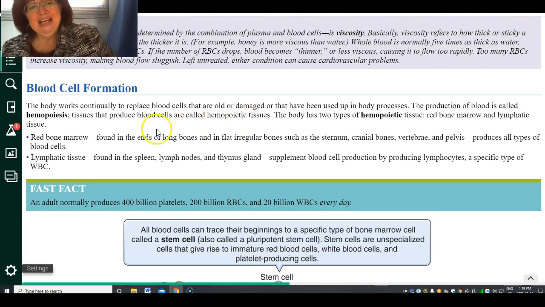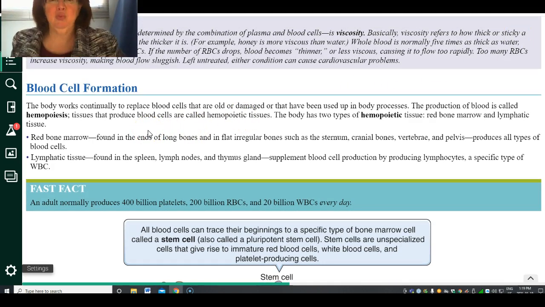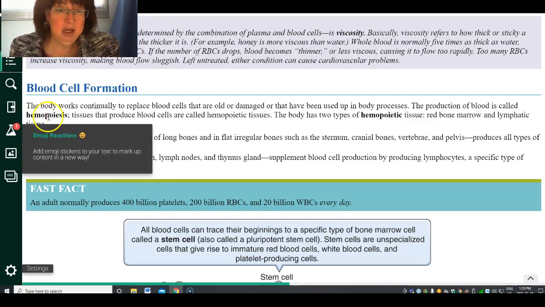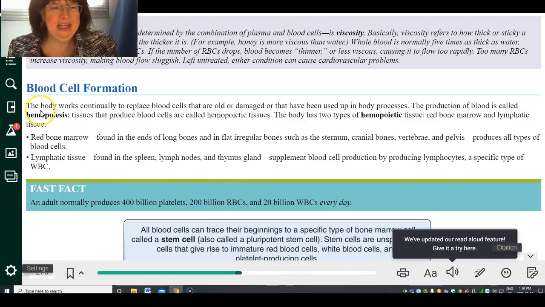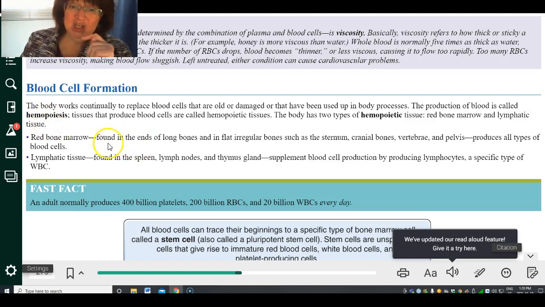The body continually replaces red blood cells that are old and damaged, that have been used up. This is called hemopoiesis, okay? Hemo has to do with blood. And this is usually done in the red bone marrow.